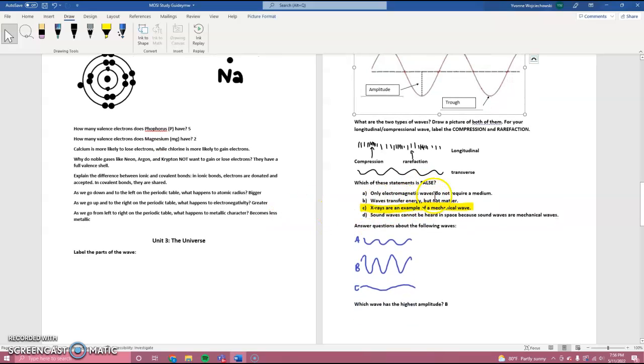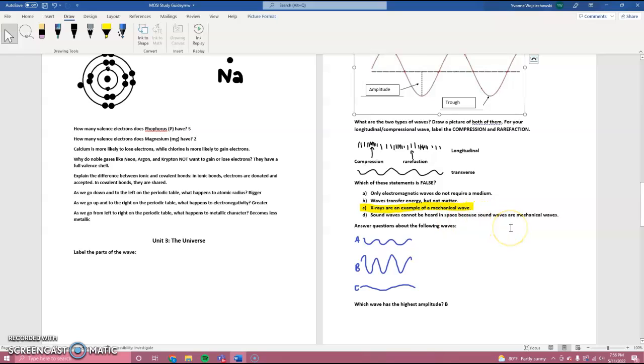Which of these statements is false? A, only electromagnetic waves do not require a medium. That is true. Electromagnetic waves are not mechanical waves, so they don't require a medium, but all other waves do require a medium. B, waves transfer energy but not matter. That's also true. C, X-rays are an example of a mechanical wave. False. X-rays are an electromagnetic wave. They are not mechanical.